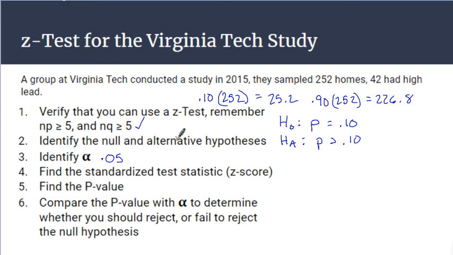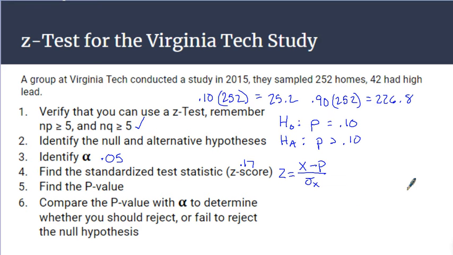All right, now find the standardized test statistic. What that means is the z-score. Just like we did in the last lesson, we're going to find the z-score for getting that 17% number. A couple things you need to remember: z is equal to our sample proportion minus the actual proportion over the standard error.